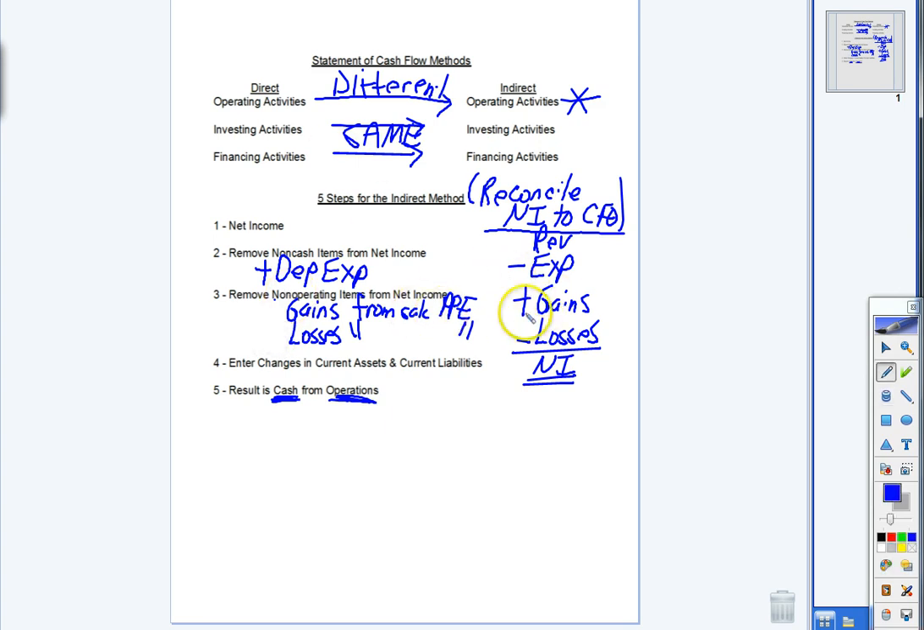Okay, so since gains are added in to arrive at net income, if I want to remove it, then I will subtract it. And likewise with the losses. Losses are subtracted to arrive at net income. So if I want to take it out of net income, I will add that back. And we won't see really any of this yet in MixMax for a little while. Number 4, then we're going to look at the changes in the current assets and current liabilities and then arrive at cash from operations.